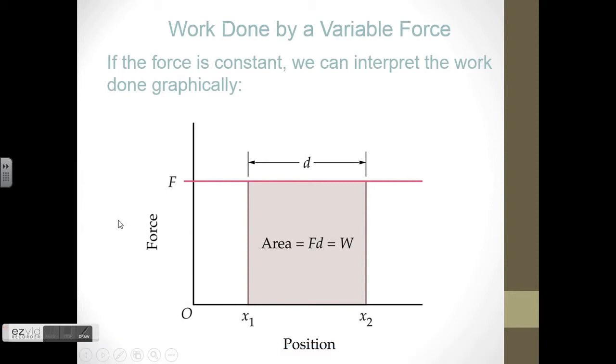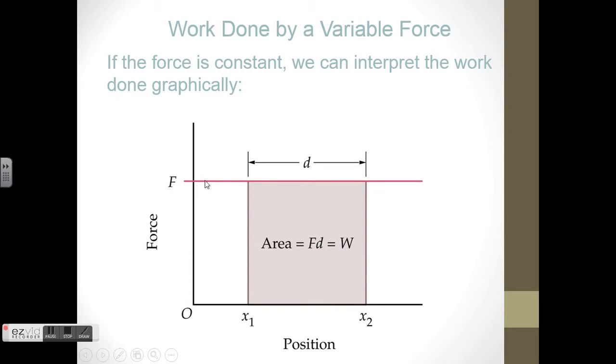Alright, so in this lesson we're going to start looking at work done by a variable force. And if the force is constant, we can fairly quickly calculate what the work done by that force is just by taking the force and multiplying by the distance that that force acts on that object. So we could take force times distance traveled is equal to work. If we graph this, we can actually interpret the work done graphically as well.